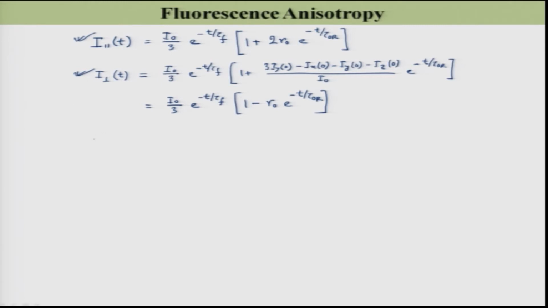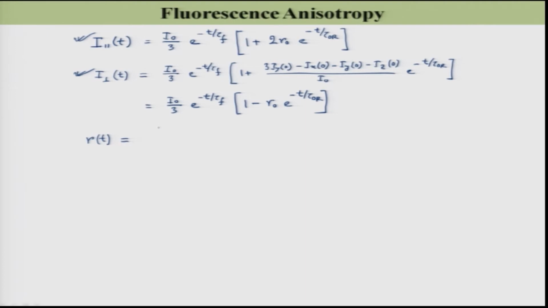Now, I can immediately write the form of r t. This is my anisotropy, which is also time dependent. So, for this r t, I will put the expression for I parallel t minus I perpendicular t divided by I parallel plus twice I perpendicular. In this case, I am taking the g value equal to 1, but if there is any g value I can take it, but the form will be like this only.